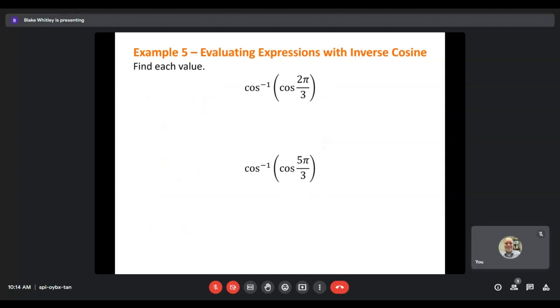Okay, so let's take a look at some of our cancellation properties now. The first one here, we've got inverse cosine of the cosine of 2 pi over 3. Again, remember with cosine, we need to make sure that our x value is somewhere between 0 and pi. As long as it is, then we can use our cancellation property. Well, 2 pi over 3 is between 0 and pi, right? 2 pi over 3 is less than pi, so we're allowed to use our cancellation properties this time. So we should just get 2 pi over 3.